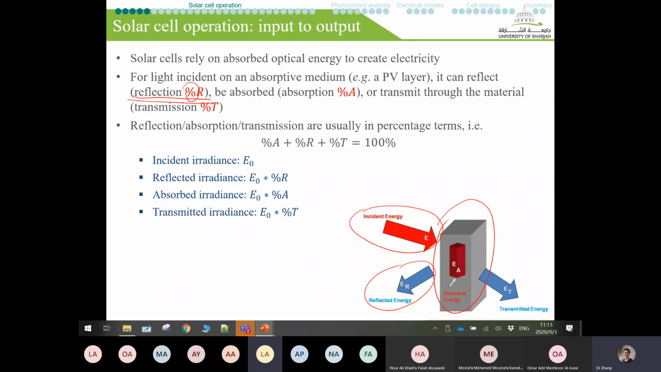It should have energy above the band gap energy. Very good, yeah, very good. This is actually the band gap prerequisite.